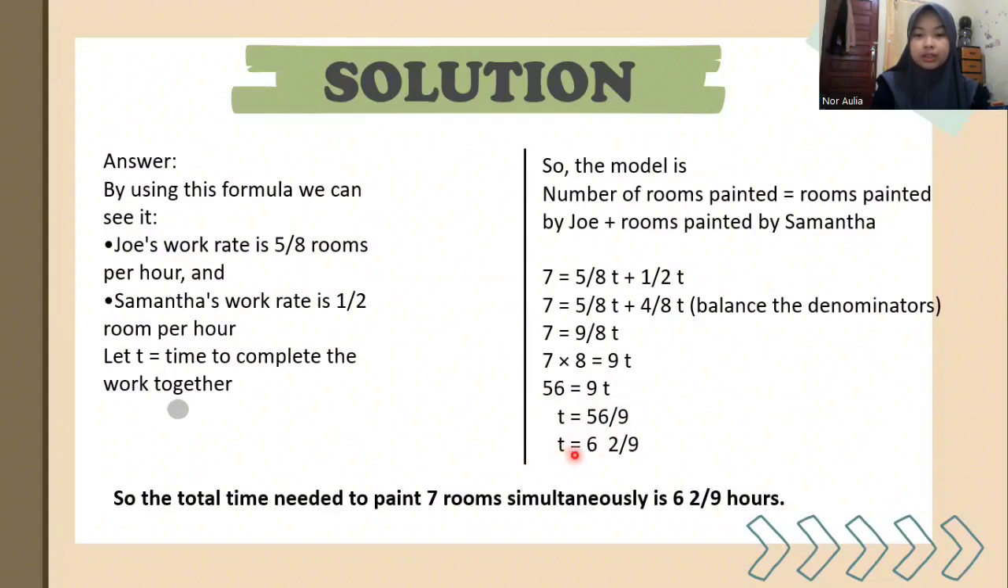So t equals 6 and 2/9. So the total time needed to print the 7-room simulation is 6 and 2/9 hours.